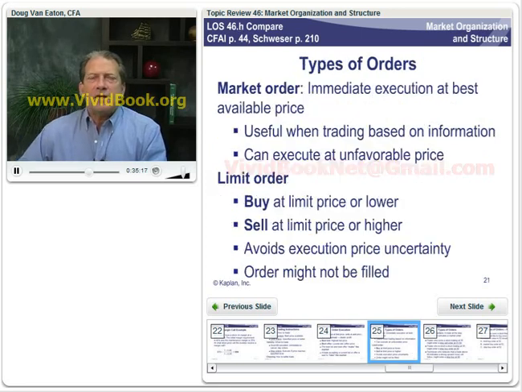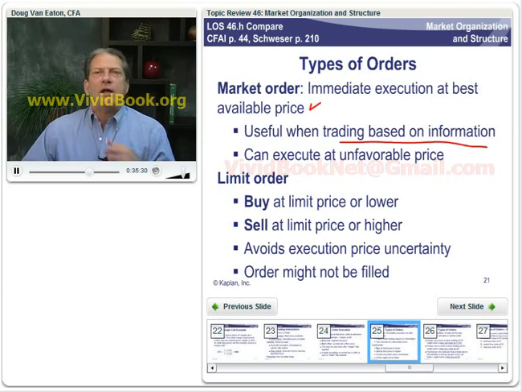So, back to market and limit orders for a little more detail. Market orders, immediate execution, best available price. It's useful when you're trading based on information, and time is an important element of your trading strategy. But it certainly can execute at an unfavorable price, especially if your order is large compared to the amount of stock currently offered at the ask, or large relative to the average daily trading volume.